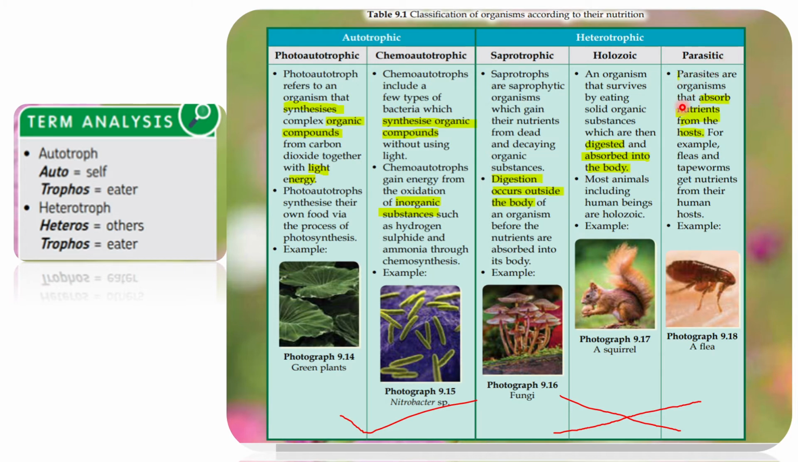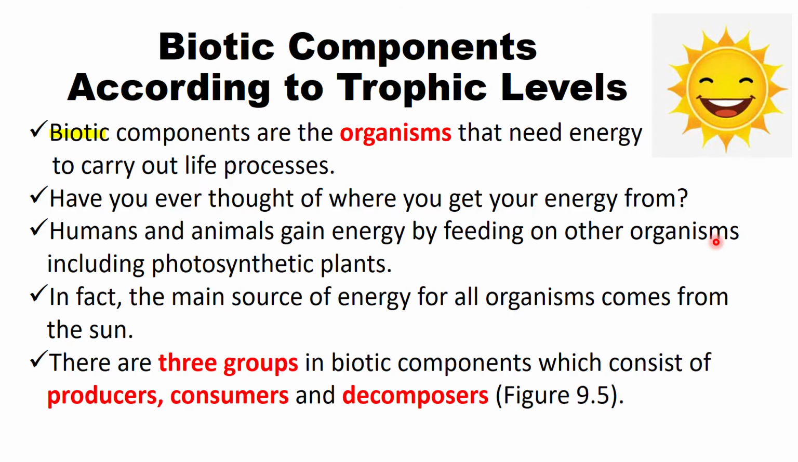Okay, another one is parasitic. Parasites depend on the host. So remember the parasites and the host, in this relationship the host in the end is mostly definitely going to be harmed, and might even die from this relationship. Why? Because the parasites are absorbing all those nutrients from the host. So the examples are the fleas and tapeworms, which get the nutrients from the human host.